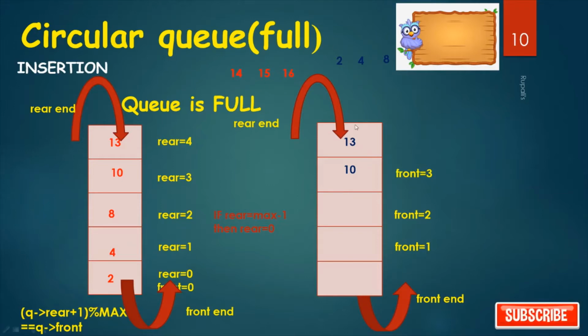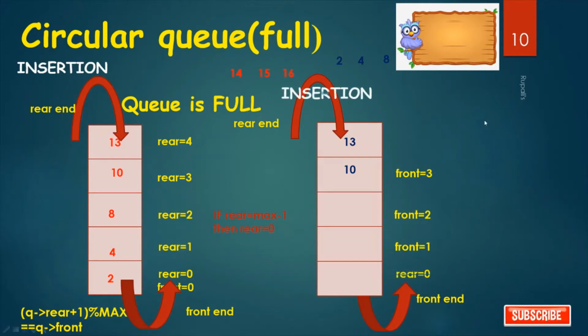Inserting end is the rear end. Because it is circular, we start insertion from the beginning. That is, if rear equals max minus 1, what is the last value of rear? It is 4. That is max minus 1. Then start insertion from the beginning. So, I insert 14. Rear is now 0.